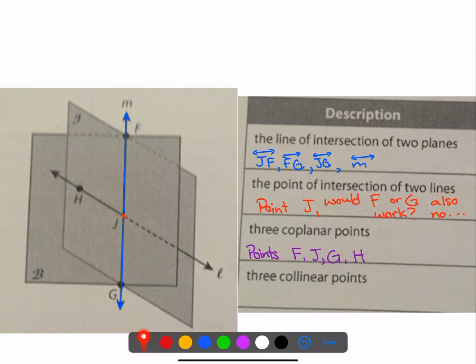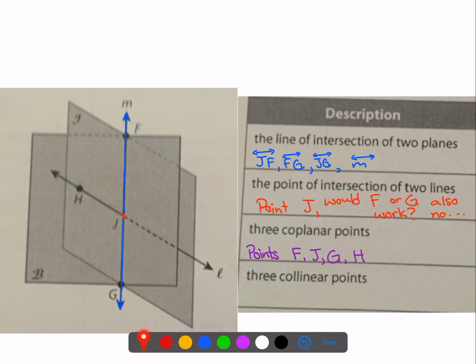There's lots of different points here that are coplanar, pretty much any combination of the 3, because they all lie on plane J. H is the only one that does not lie on plane B, so all 3 of these points would be on plane J. And then if I chose F, J, and G, those 3 points are actually on both plane B and plane J.